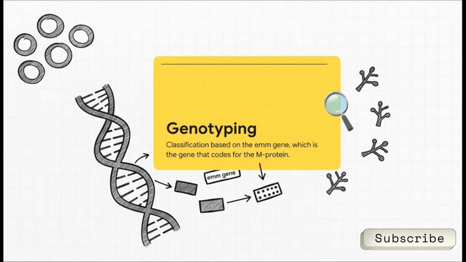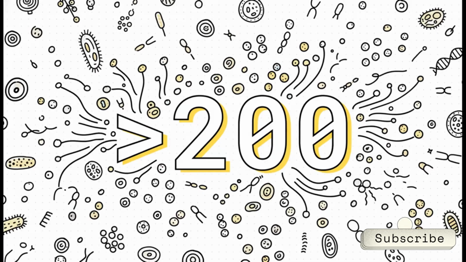And finally, we can get right down to the molecular level, basically to the bacteria's source code. We do this with genotyping. We're looking at the M gene, which is the specific gene that actually codes for that M protein we just talked about. And if you thought 150 serotypes was a lot, genotyping blows that away. It reveals an even greater diversity. We now know of over 200 different M genotypes. I mean, the level of detail we can get to is just mind-blowing, isn't it?